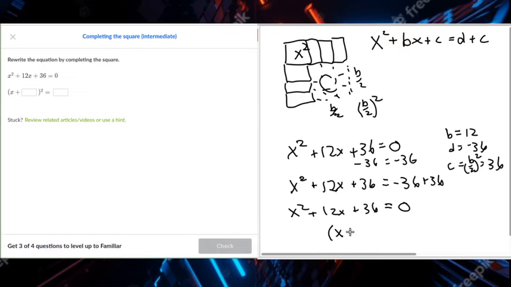But now we know that this is x plus 6 squared is equal to 0. So I know that x plus 6 equals 0, or x plus 6 equals 0. So that's the same way. Subtract 6 from both sides. I know that x is equal to negative 6. So right here I have x plus 6. You can see I have x plus 6 equals 0.